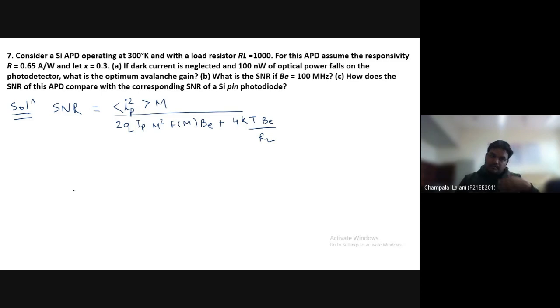So our aim is to increase the SNR. What is our aim here? The aim is to increase the SNR. So if you want to increase the SNR, then what do you need to do? Can anyone tell me, do we need to increase the M or decrease the M? If M increases, will SNR increase or decrease?